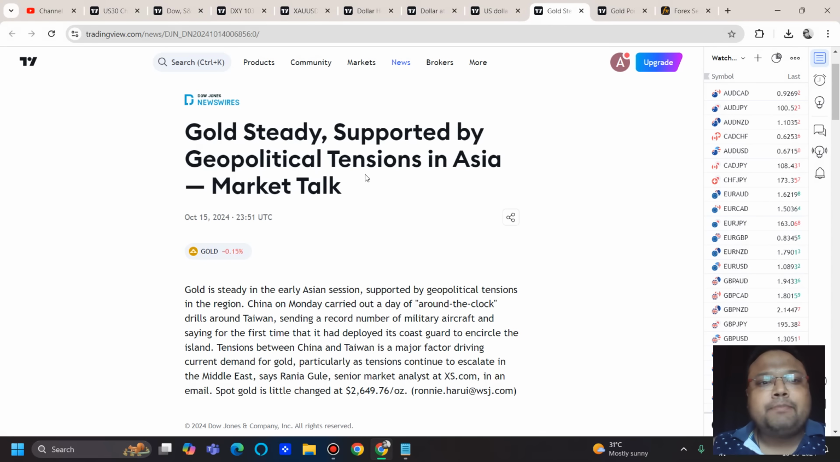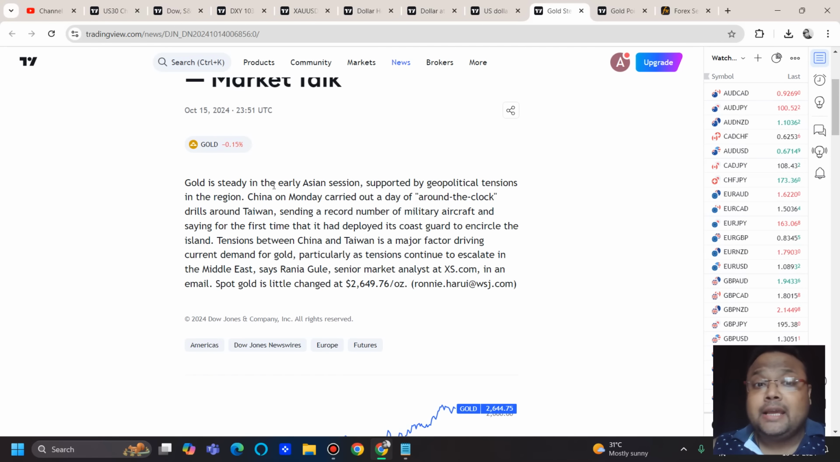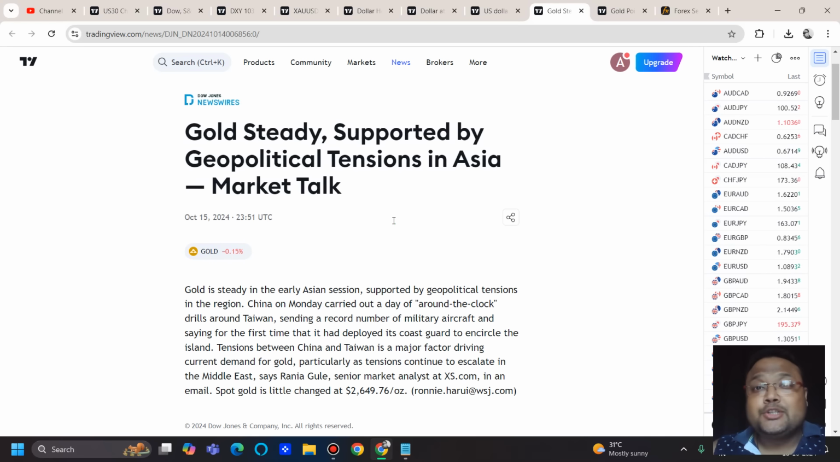So gold steady supported by geopolitical tensions in Asia. Gold is steady in the early Asian session supported by geopolitical tensions in the region. China on Monday carried out a day of around-the-clock drills around Taiwan, sending a record number of military aircraft and saying for the first time that it had deployed its Coast Guard to encircle the island. So this is a new development in the geopolitics. We have another geopolitical tension going on between North Korea and South Korea. And obviously the tension in the Middle East is still going on. Overall, the world is not passing through a good time. So any news will make gold fly again.